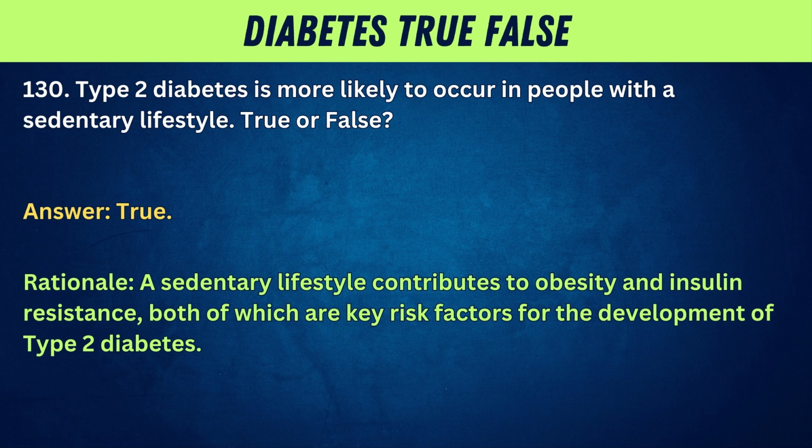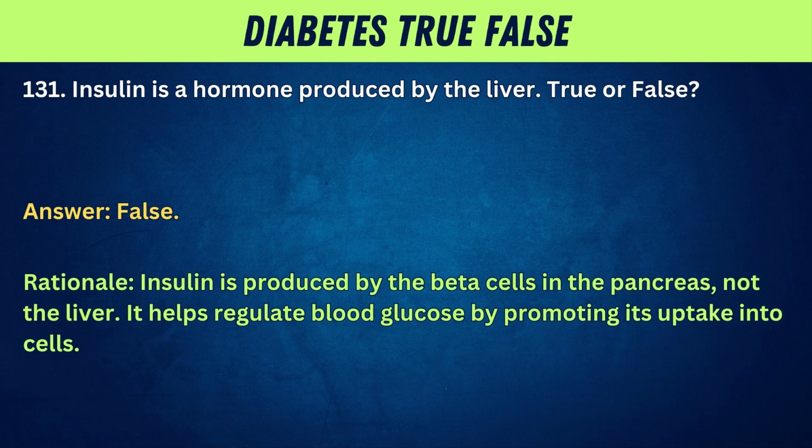True or false? Answer: true. Rationale: a sedentary lifestyle contributes to obesity and insulin resistance, both of which are key risk factors for the development of type 2 diabetes. 131. Insulin is a hormone produced by the liver.